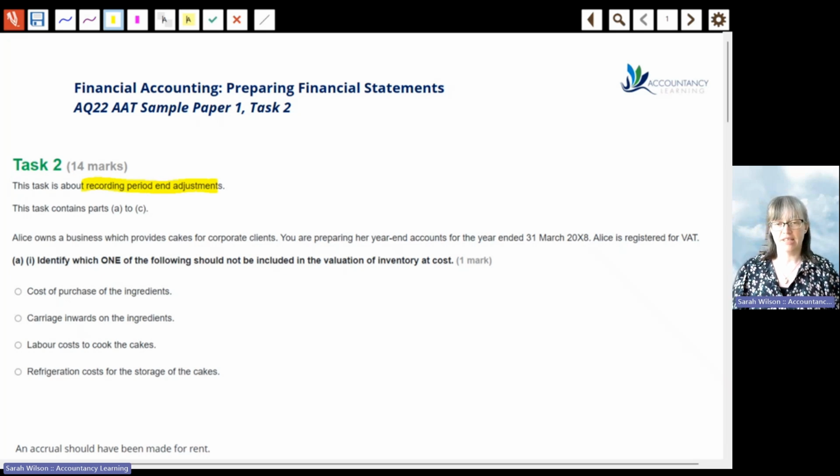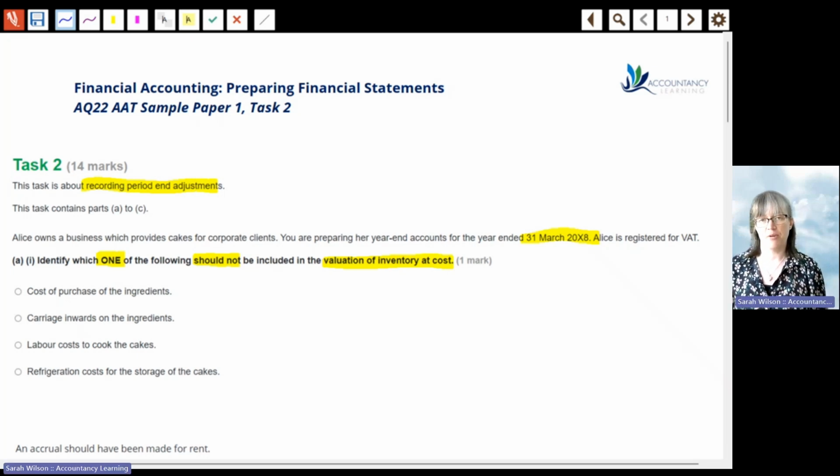So we're told that Alice owns a business which provides cakes for corporate clients. We're preparing her year-end accounts for the year ending the 31st of March 20x8. And Alice is registered for VAT. The first part of the question asks us to identify which one of the following should not be included in the valuation of inventory at cost. And we're given 4 options here.